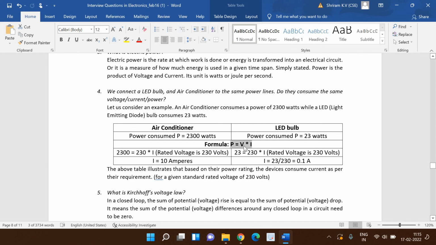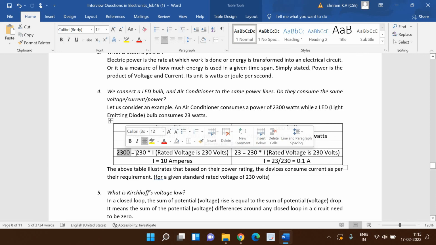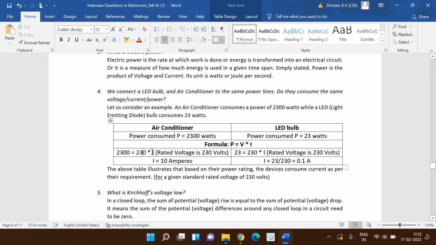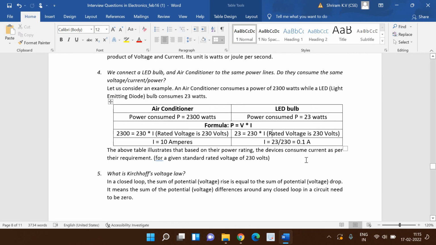What is the formula we have heard of already? P equal to V into I. Now 2300 equal to 230 into I. The assumed or the rated voltage is 230 volts only, and so I is 10 amperes. Similarly, 23 is the power consumed. 23 equal to 230 into I. So I would be 23 by 230, which is 0.1 amps. That's all. We have already given the answer. And here we have taken the rated voltage as 230 volts, which plays a major role. You need to check about it if you are given different data.